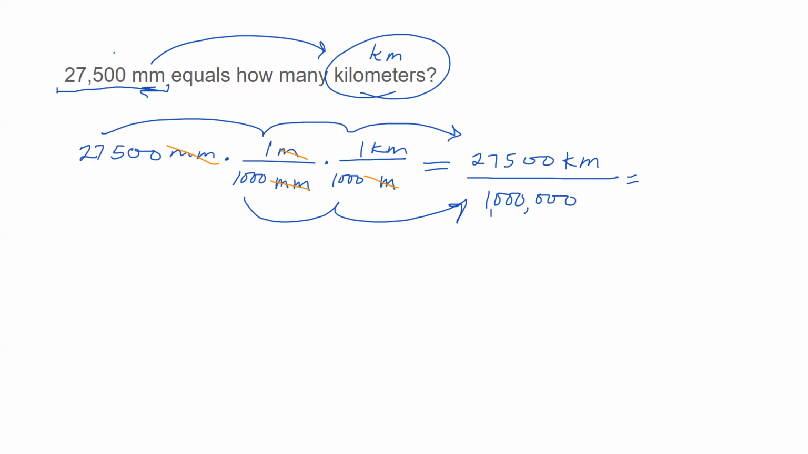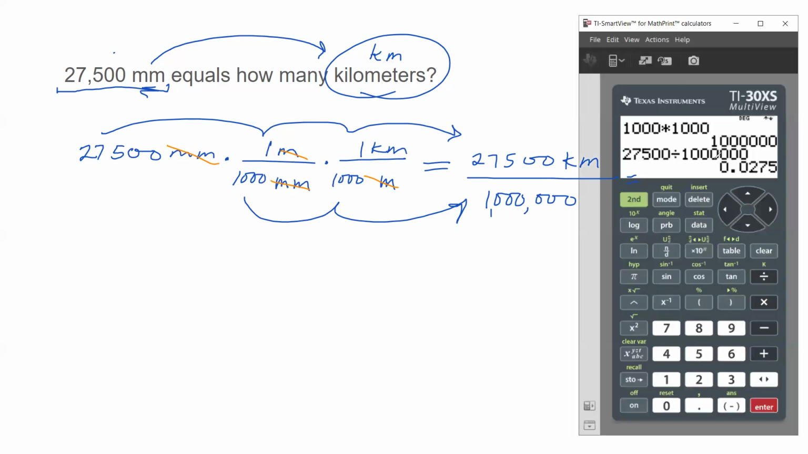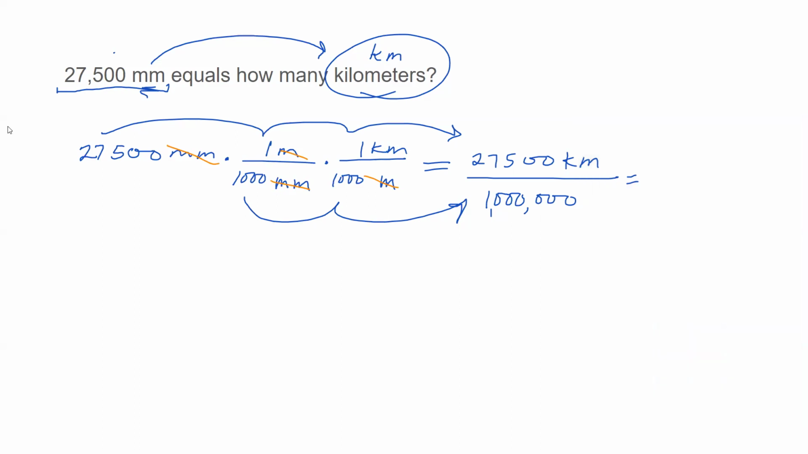Okay. Now you can probably divide this however you want to. There's different ways of doing it. You may just think about moving the decimal over, but if you actually just divide it in your calculator, 27,500 divided by 1,000,000 is 0.0275. It's a tiny, tiny part of an actual kilometer. And so let me write that down, 0.0275 km, kilometers. So 27,500 millimeters sounds like a lot, but it's still this teeny tiny, less than 3% of a kilometer. So it's a very small amount.